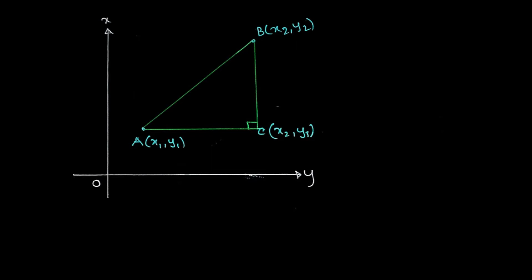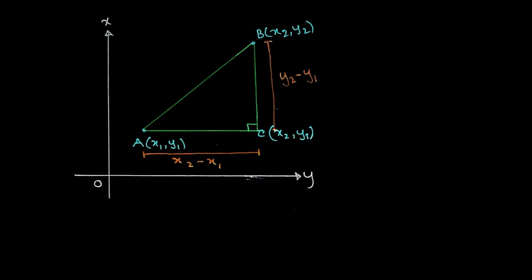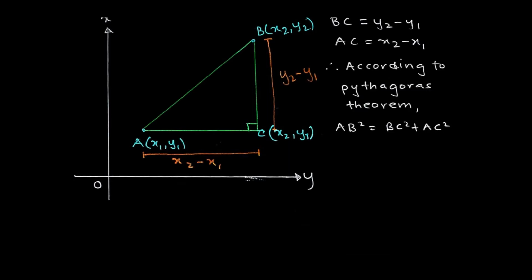From here, we can say that AC is equal to x2 minus x1, since y is unchanged in this line, and BC is equal to y2 minus y1, since the value of x is unchanged in this line. Since it is a right angle triangle, we can use the Pythagoras theorem. According to the Pythagoras theorem, AB square is equal to BC square plus AC square.